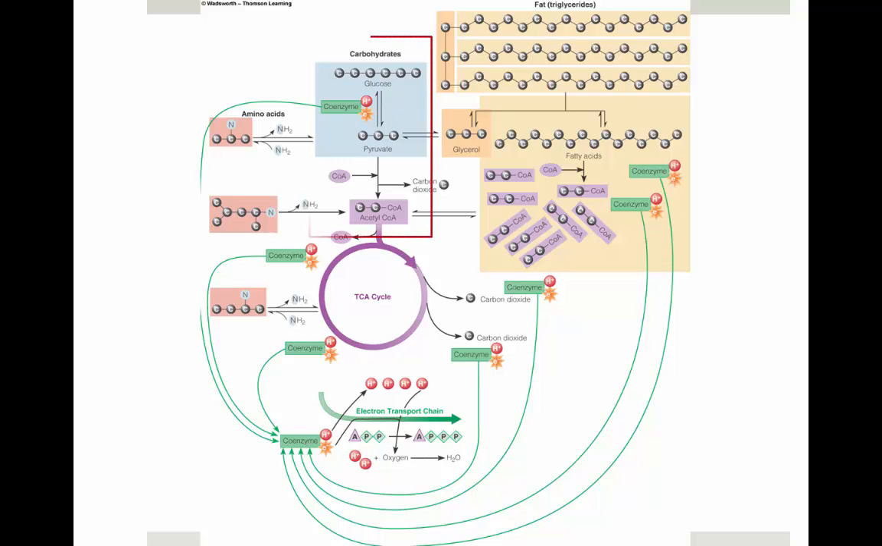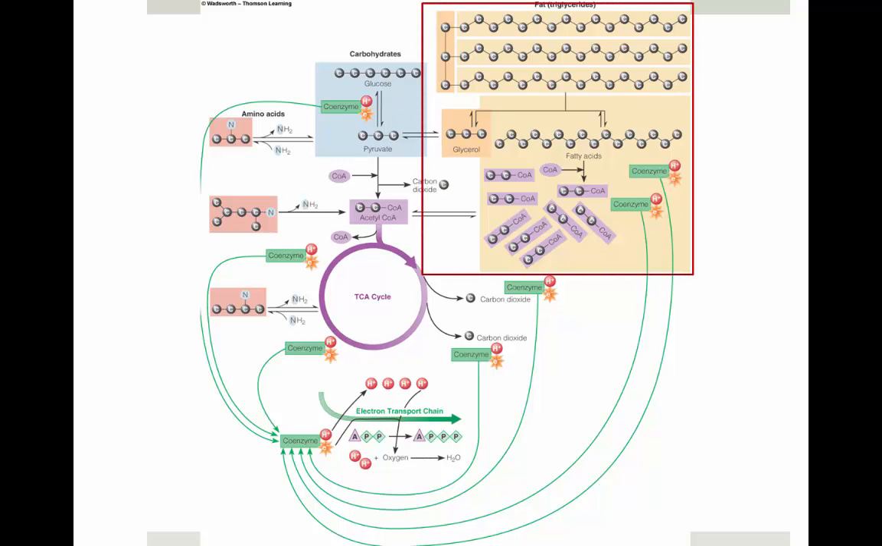Glucose enters glycolysis, where it is broken down into pyruvate molecules. Pyruvate is then converted into acetyl-CoA in the mitochondria of the cell. With the triglycerides, the glycerol backbone will be converted into pyruvate, just as glucose was. The fatty acid chains are broken down 2 carbons at a time to make acetyl-CoA.